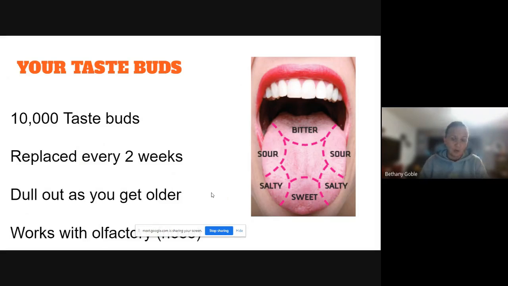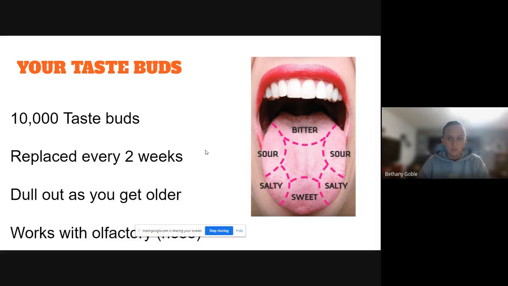On the bottom, it says it works with your olfactory. Olfactory means your nose. So usually, like if you guys are sick, you have a cold, it's hard to smell. Well, usually it affects your taste as well. Like things just don't taste the same. So those two go hand in hand. Usually if one's affected, the other one will be somewhat affected as well.